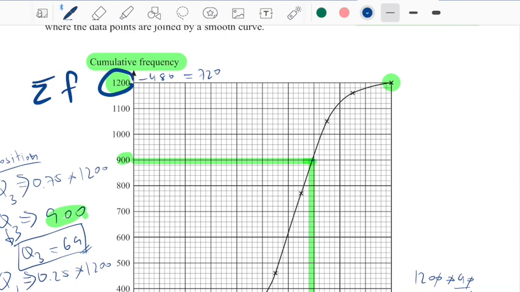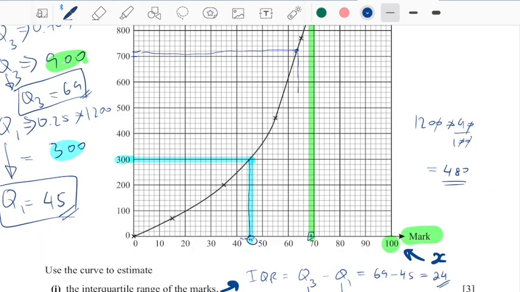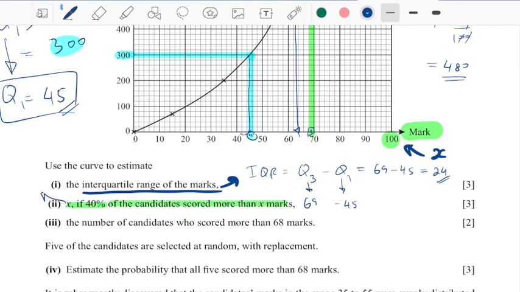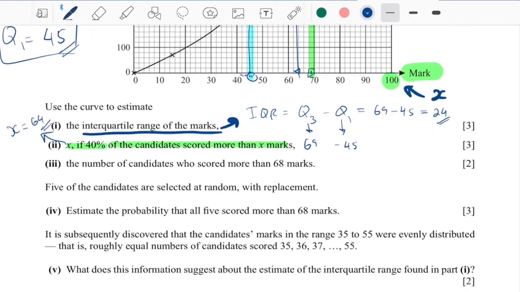So 720 is here. This here, score more than how much? 64, right? So my answer is my X value, or X marks, is equal to 64. All right, let's see next.